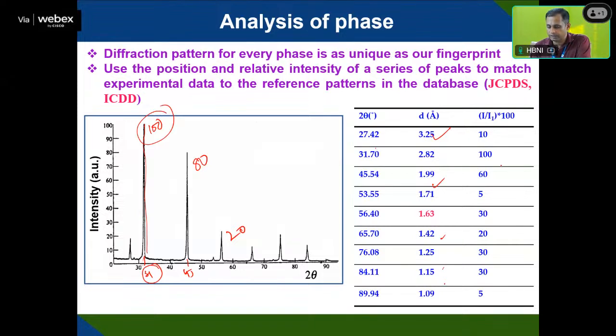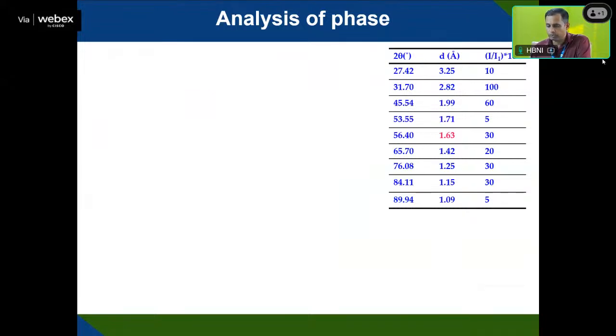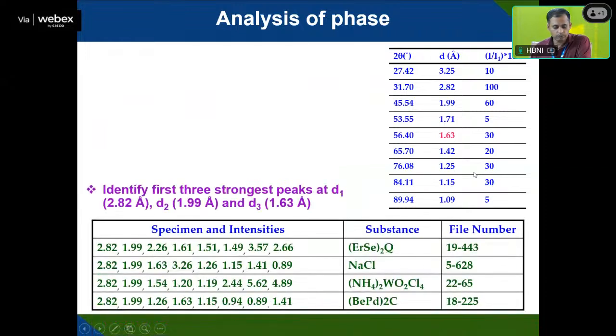So the current intensity is also here. You can see here, among these, the most intense peak is here at 2.82, that 31 degree, the D spacing 2.82. That is the 100% intensity peak. So if you see these peaks here, you can see what happened.